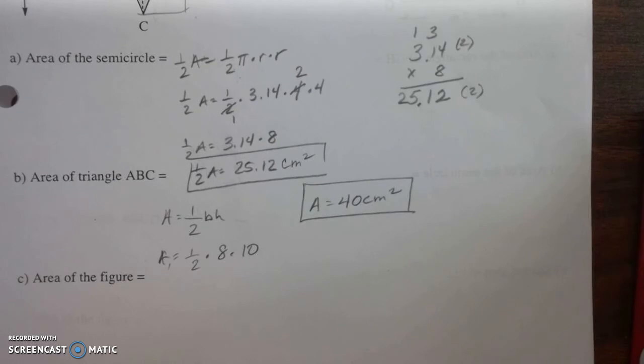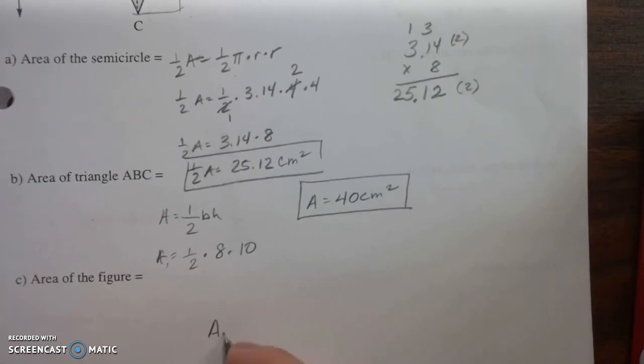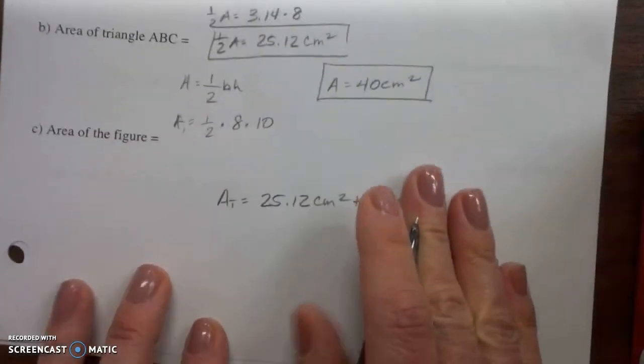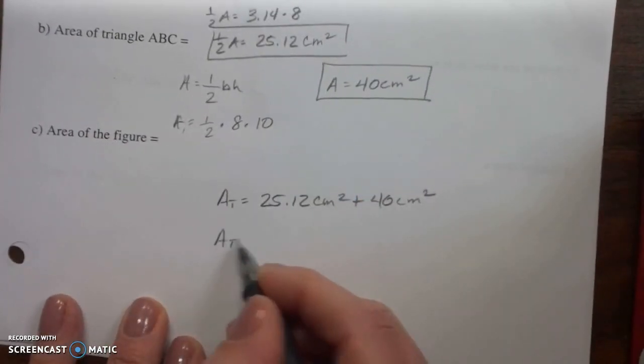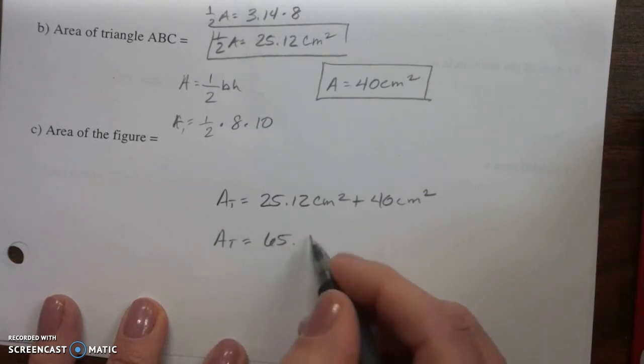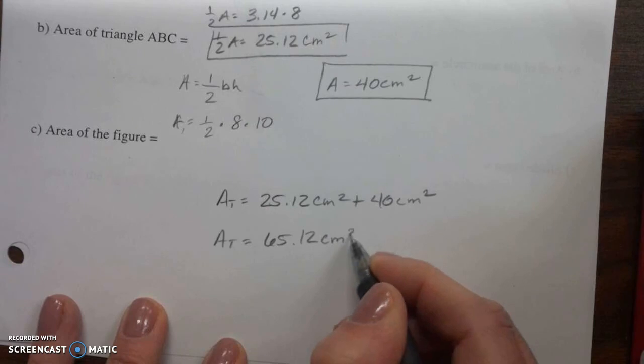And then for the area of the figure, I'm just going to add them. So my total area will be 25.12 centimeters squared plus 40 centimeters squared. And my total area is 65.12 centimeters squared.